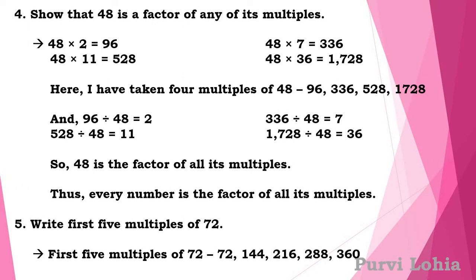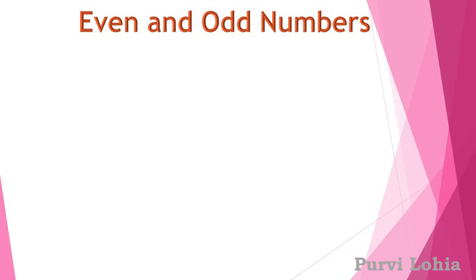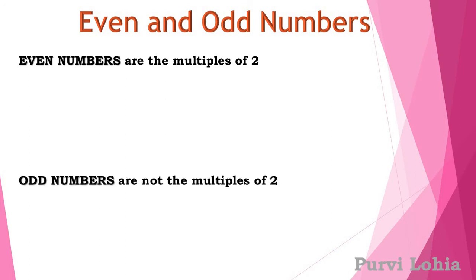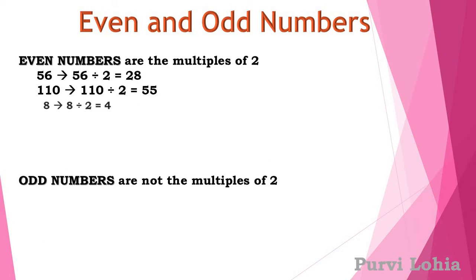Now let's start the new topic, even and odd numbers. You know very well what are even and odd numbers. Even numbers are the multiples of 2 and odd numbers are not the multiples of 2. Like 56 divided by 2 is 28, 110 divided by 2 is 55, 8 divided by 2 is 4. So all these numbers are divisible by 2, that means they are multiples of 2. So that means 56, 110 and 8 are even numbers.